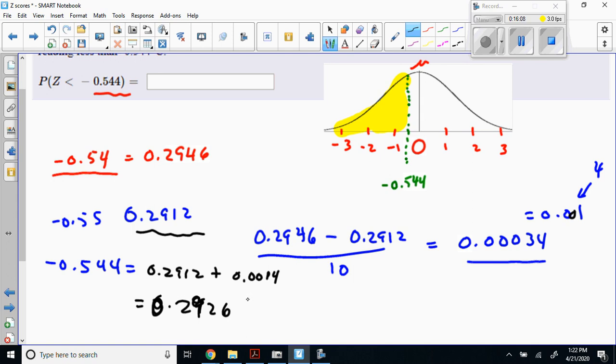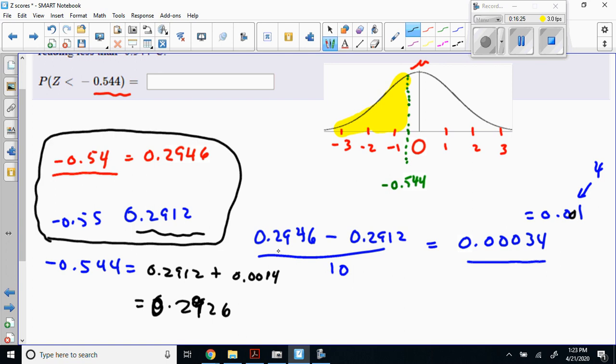So are you with me still, or did I lose you? Okay, so what I did was negative 0.544 is between these two, right? Okay. So what I did was biggest one minus littlest one, right? Divided by 10. So each one of them, each thousandth, was 0.0034. And I needed how many of them? So I took this times 4 and got, guess what?